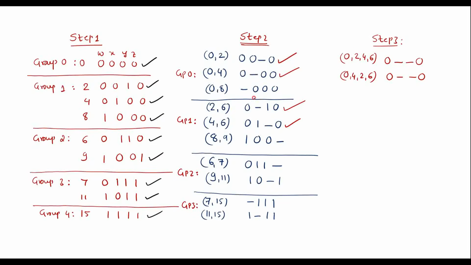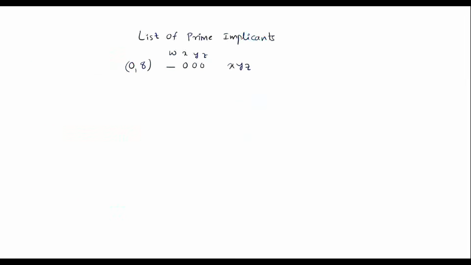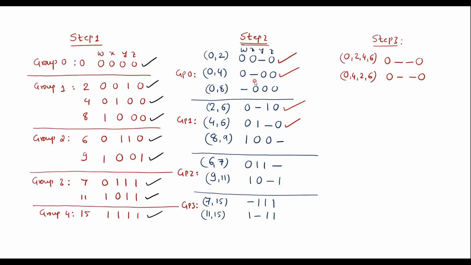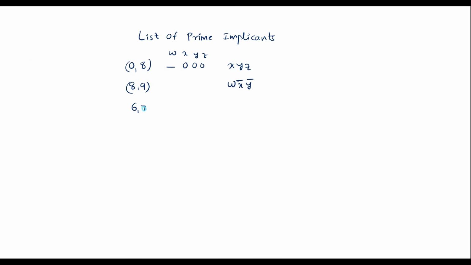Similarly, the next is 8 and 9. Its value is with respect to wxyz, so here it is w x bar y bar. So we write 8 and 9 as w x bar y bar. Next we have 6, 7. 6, 7 is with respect to w bar x y.